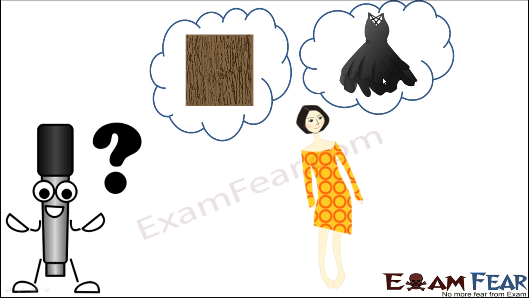Similarly, when I say that utensils are made up of plastics, why are utensils made up of plastics and not cloth? So on what basis do we decide which material should be used for making which object? That is the main question that will get answered by the end of this lesson.